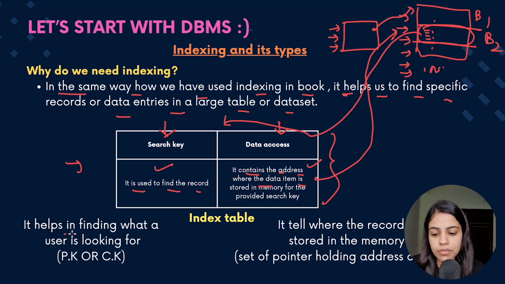So the search key helps in finding what a user is looking for, and the data access tells us where the record is stored in memory. It is basically a set of pointers holding the addresses of the blocks. All these blocks have some address, and that is stored in the index table.